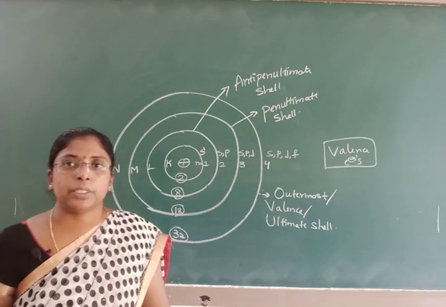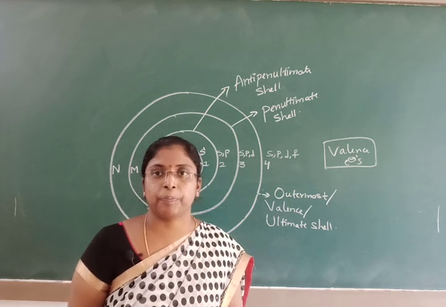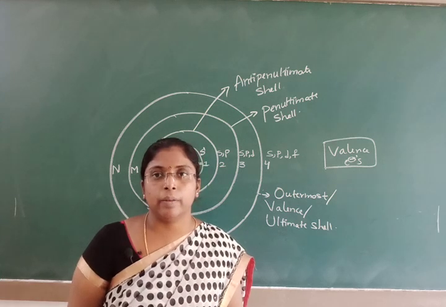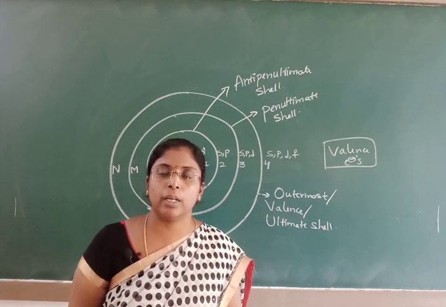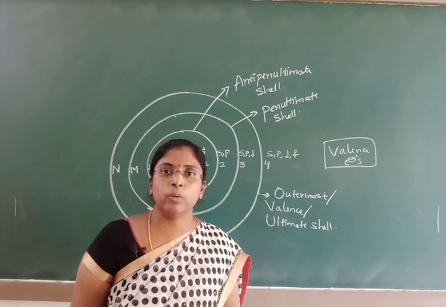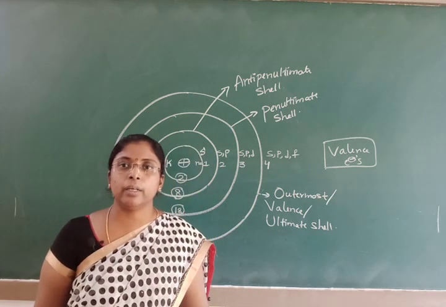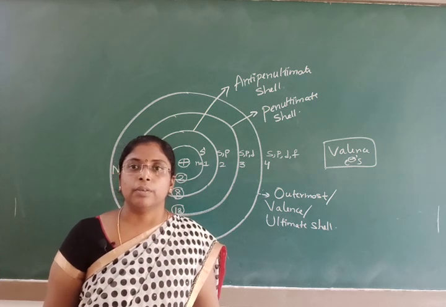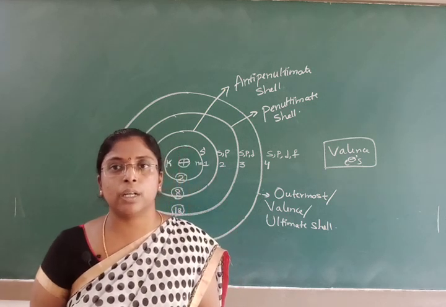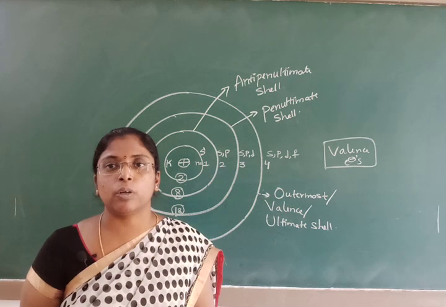Then in nature, all the elements tend towards stability. They want to attain stability. What will they do to attain this stability? They may gain electrons, lose electrons, or share electrons. Why do they lose, gain or share electrons? To attain stability, to attain the octet configuration. These elements in nature gain, lose or share electrons to attain a stable octet configuration in their outermost shell.